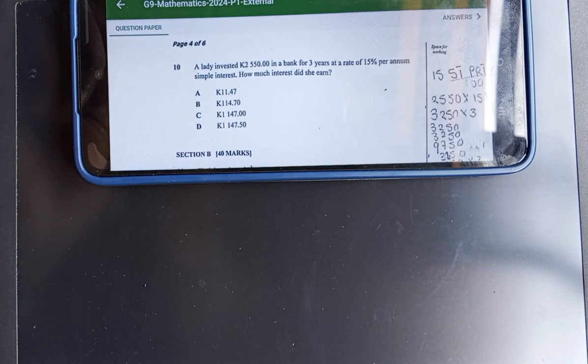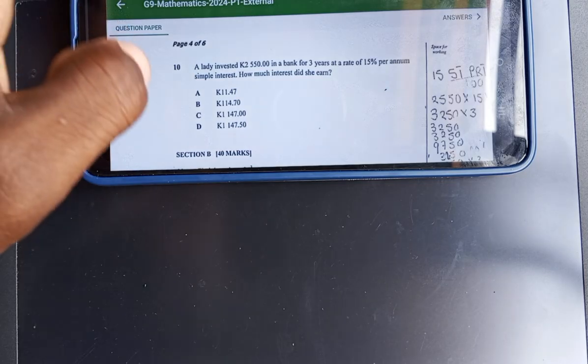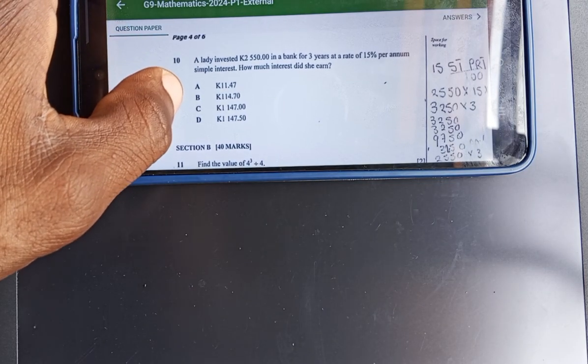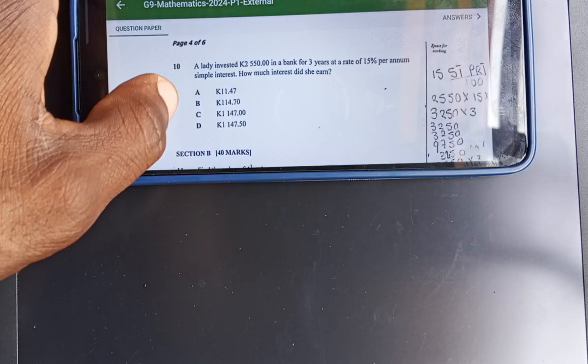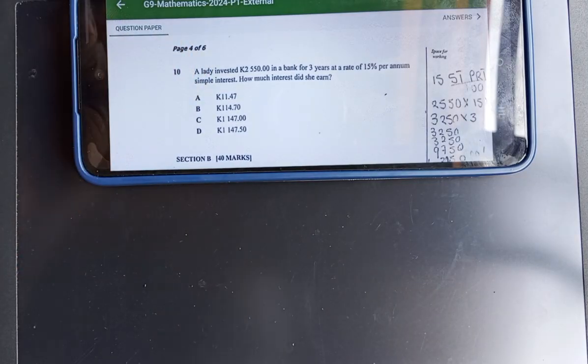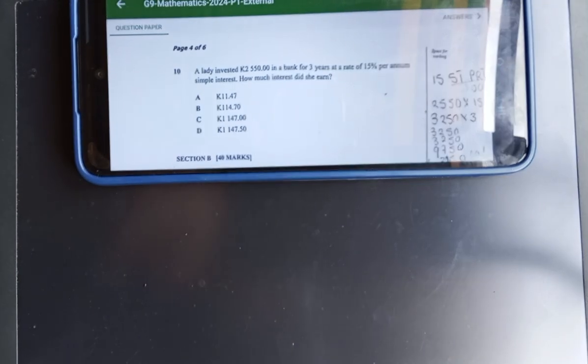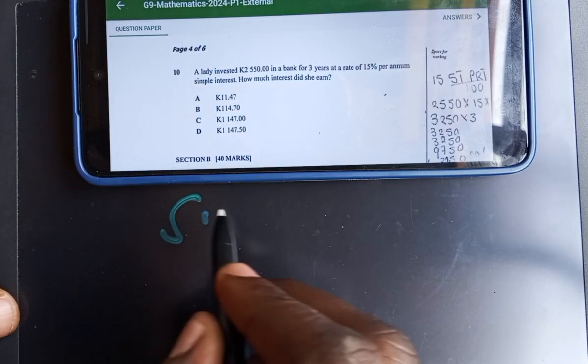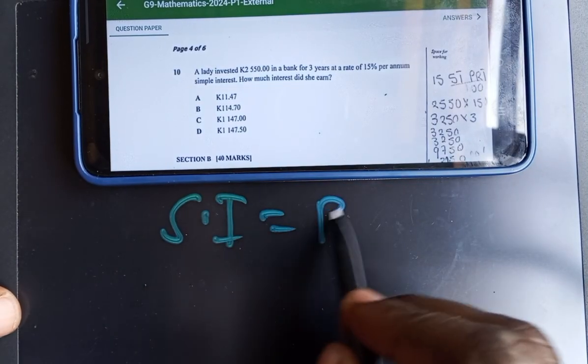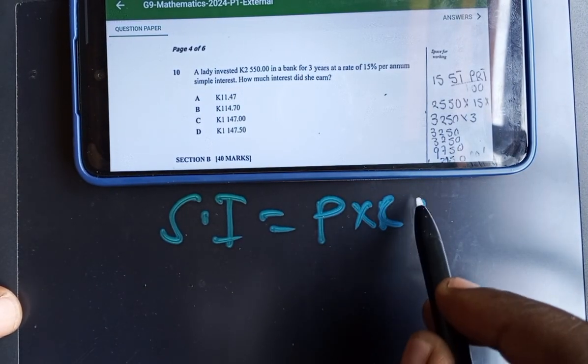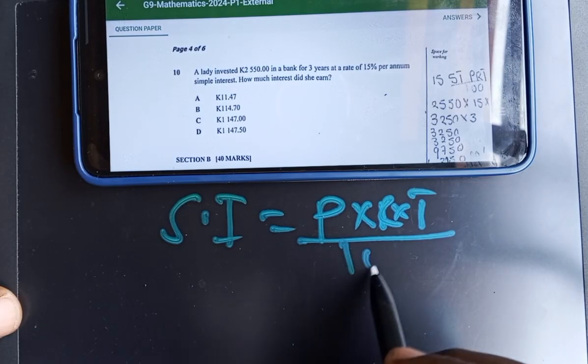invested 2,550 in the bank for 3 years at a rate of 15% per annum, simple interest. How much interest did she earn? So I'm looking for the interest. This question also comes in grade 7. For simple interest, the formula is principal multiplied by rate multiplied by time, all over 100.